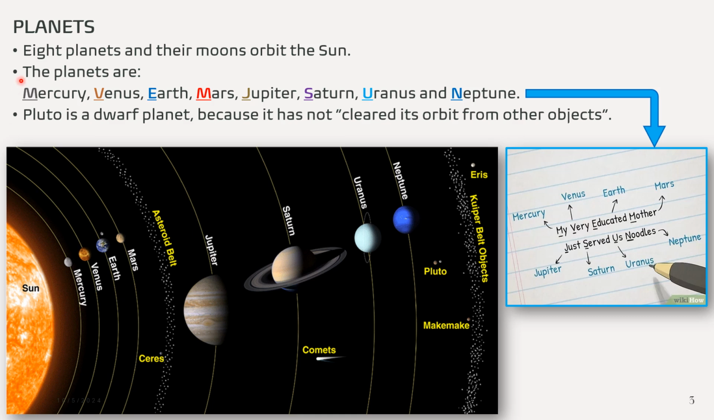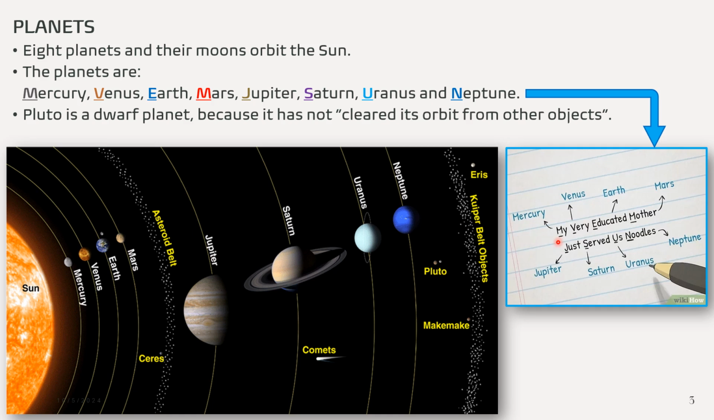Now the first thing that you need to know is that the planets are Mercury, Venus, Earth, Mars, Jupiter, Saturn, Uranus, and Neptune. And then you can remember this sentence to help you remember them in the correct order from closest to the sun to furthest away. It's my very educated mother just served us noodles. So remember that sentence. And then the first letter of each word then must remind you of a specific planet.